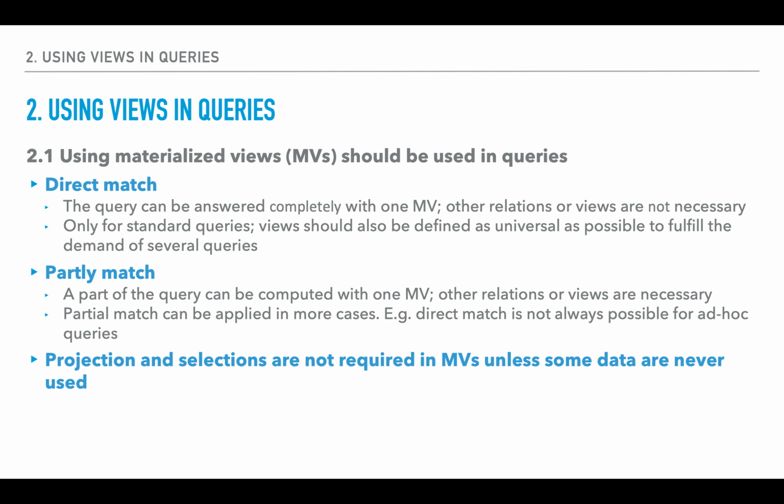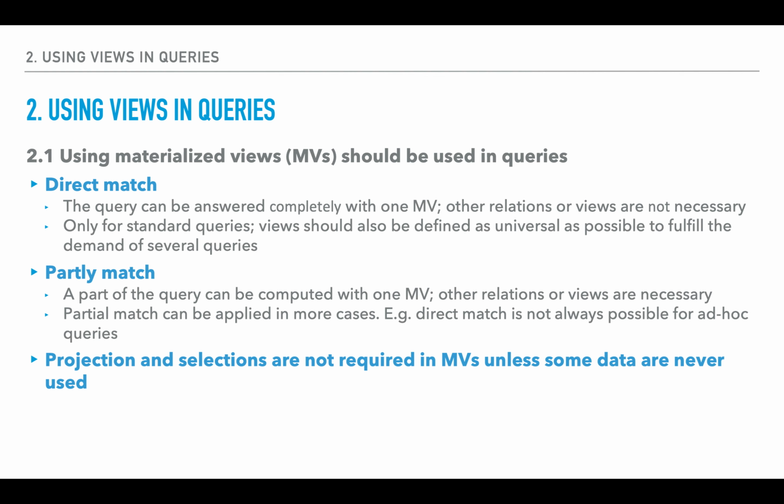After materializing and selecting views, we need to consider how to transform queries to access these views. This process can achieve better query performance for speeding up data warehouse. Generally, direct match and partly match are 2 methods of using these views in queries. For direct match, a query can be completely answered by one materialized view. Besides, this technique can only be used for standard queries since it's not possible to materialize a view for every query. For partly match, other relations or views are needed.